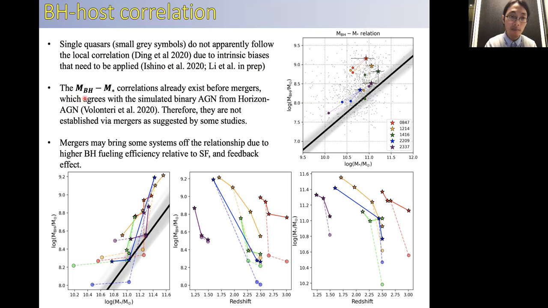But when we look at the black hole mass versus stellar mass correlation, we find similar things both in the simulation and in our observation. So please focus on the dots and the first stage I just mentioned. We see that this correlation already exists before the merger. Therefore, it is not established by mergers, as suggested by some studies. What mergers do is rather bring the systems off this relationship, due to a higher black hole accretion efficiency relative to star formation and feedback effects. As I mentioned in the second panel, there's a boost in the black hole mass, while in the third panel, the growth of the host galaxy is not significant.